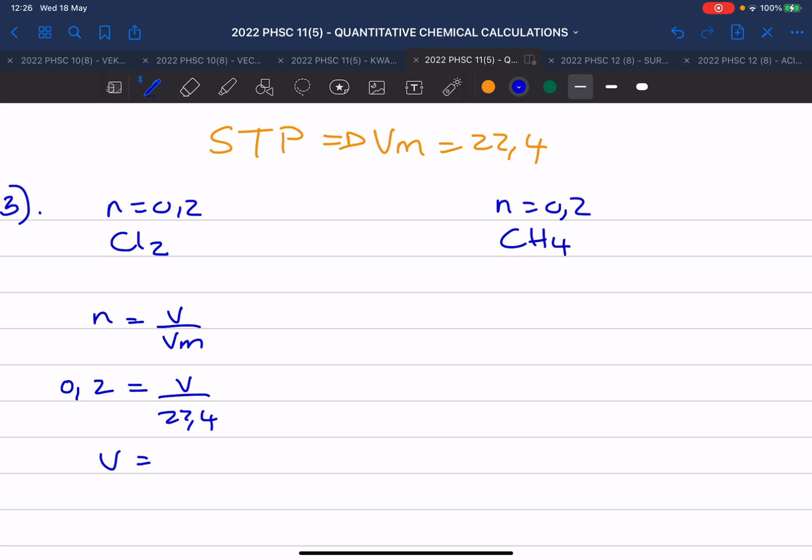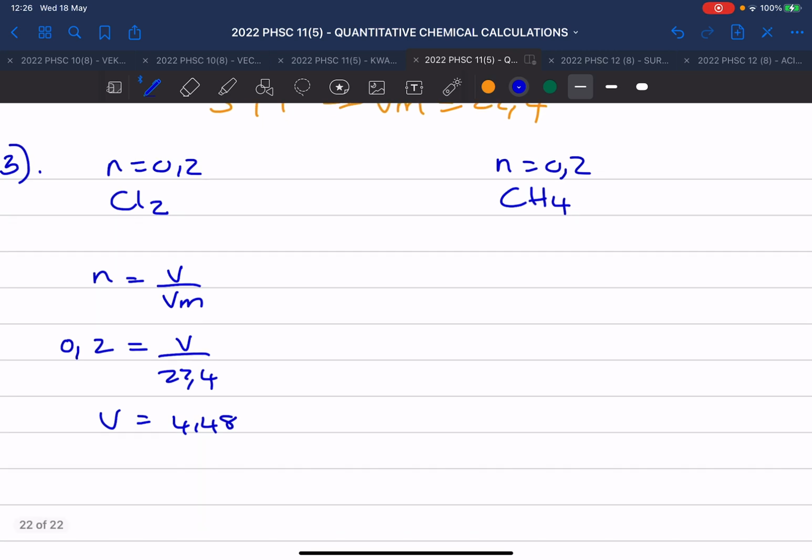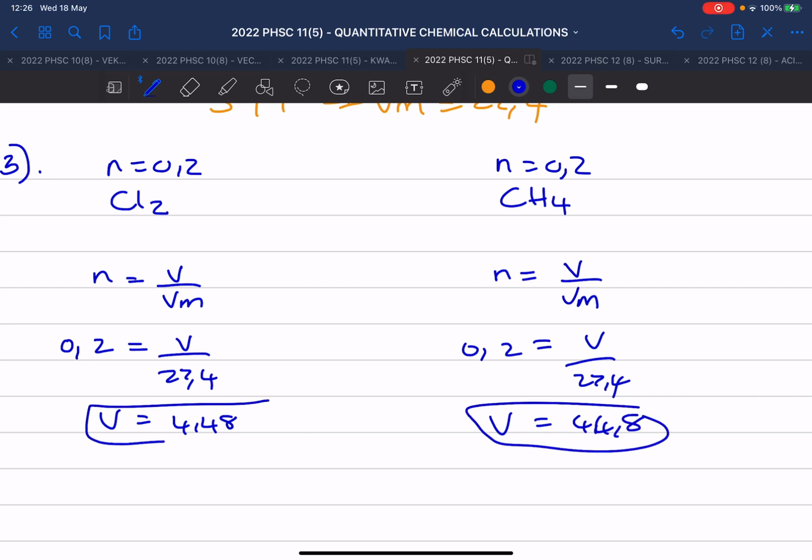You get it to be 4.48. And this one, moles, volume over volume at STP, 0.2, volume 22.4, and you get the volume to be 44.8, and you see, all right, they are the same. You've proven they are the same.